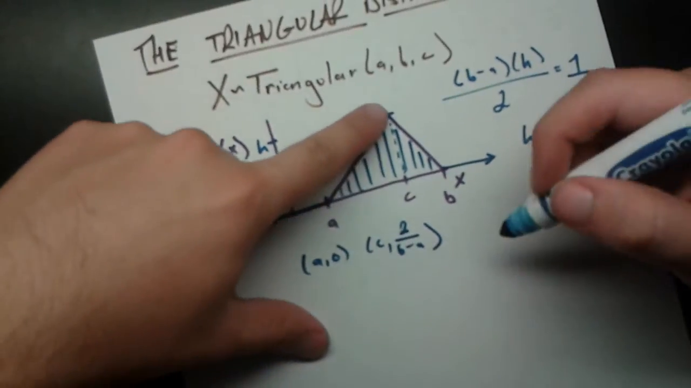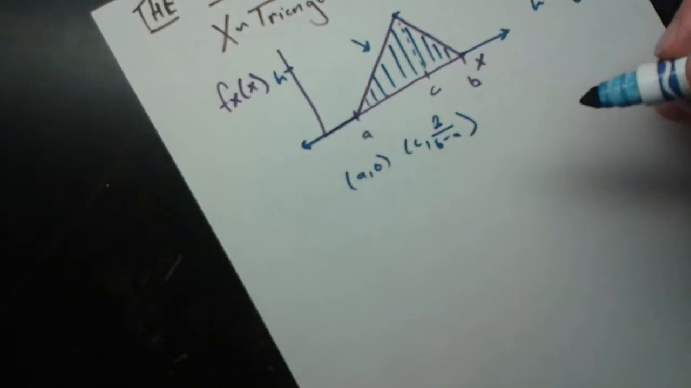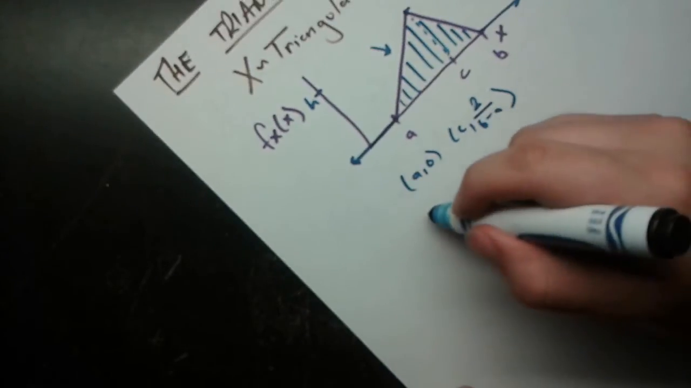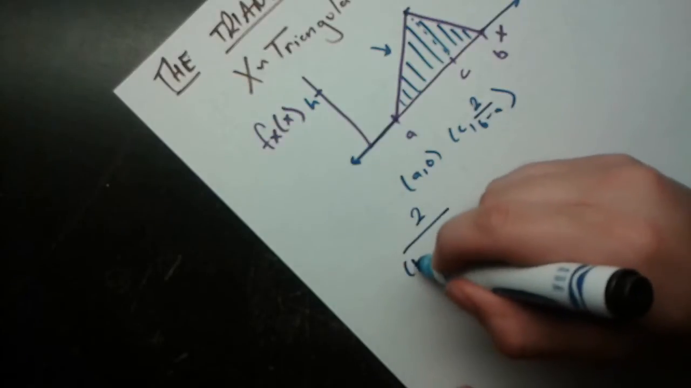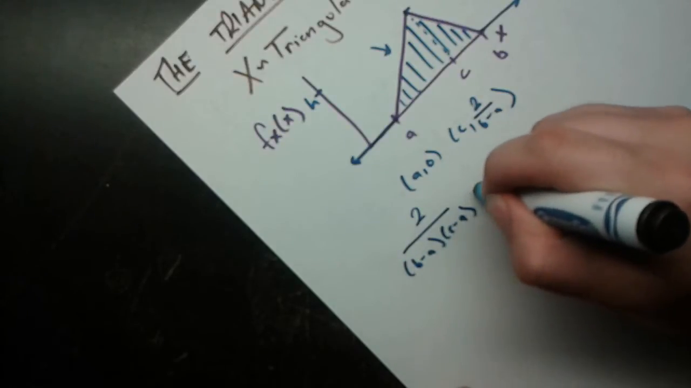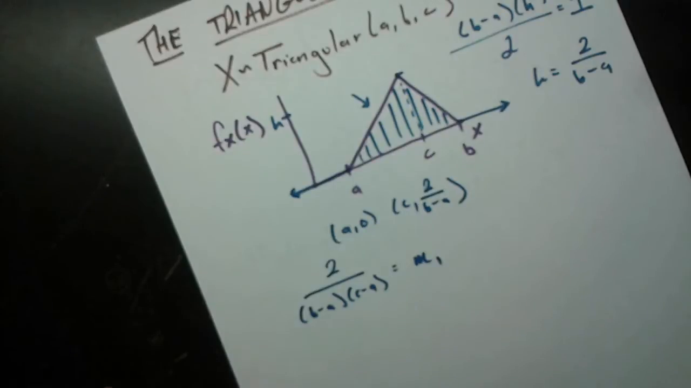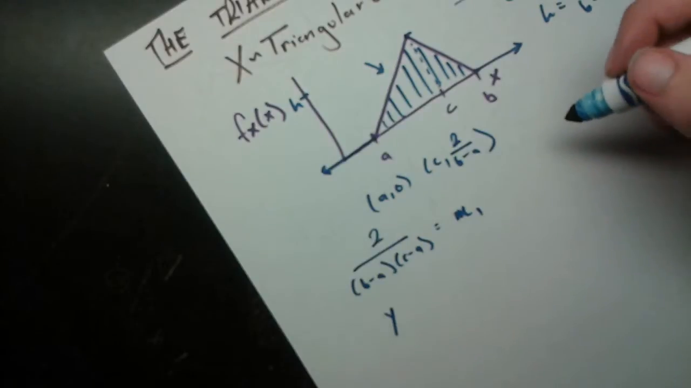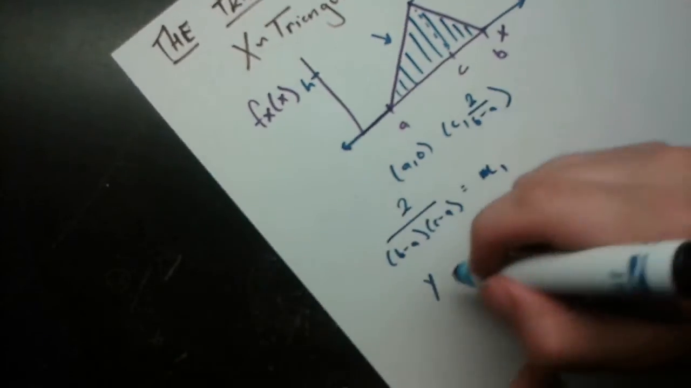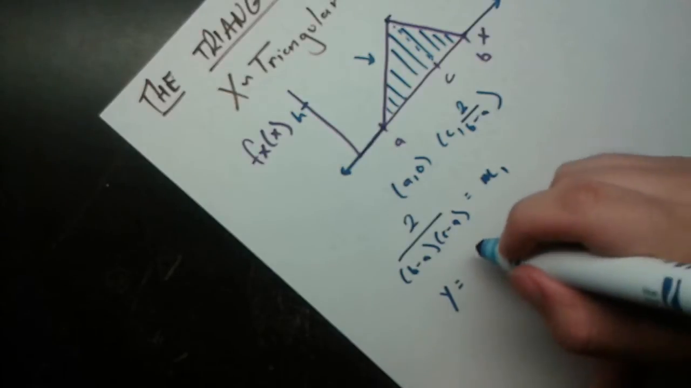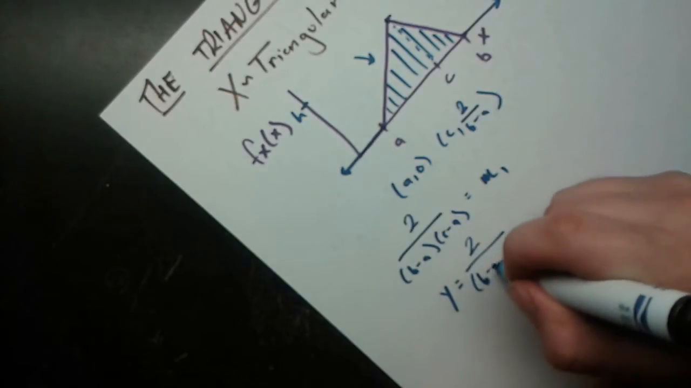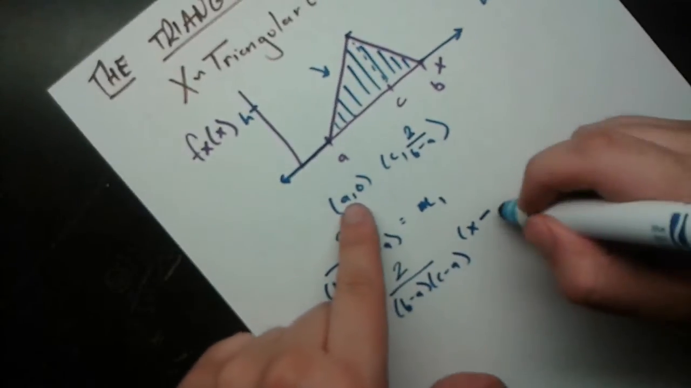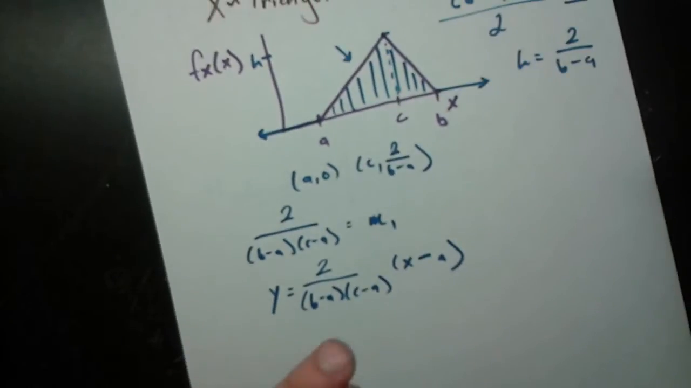Okay, so we're still trying to find the equation of this positively sloping line. So we find the slope of it is rise over run. So the rise is 2 over b minus a, the run is c minus a. So it's 2 over (b minus a)(c minus a). That's the slope. I'll call it m1 for the positively sloping line. Okay, so we're just going to say it's y. We're going to use the point slope formula. So y minus y, which is 0, equals the slope. So it's going to be 2 over (b minus a)(c minus a), times x minus the other point. So it's going to be a. And this is our PDF for the first part, easily found.